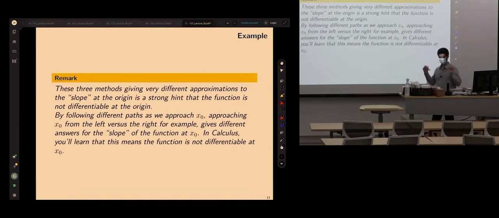Imagine for yourself that you are approaching the origin from different directions. You get different values and answers. We don't want that. We want to get the same answer no matter what direction you're approaching that point from. Here it is 1D, but it can be higher dimensional, and the same concept applies.